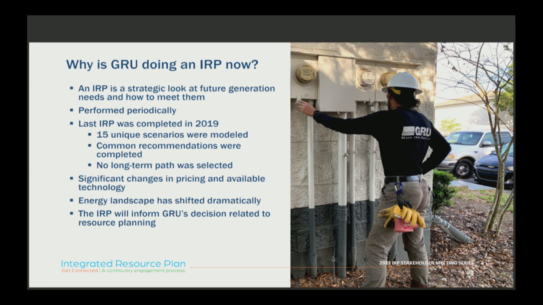So the last IRP was completed in 2019. We ran 15 unique scenarios from that IRP, and all the common recommendations were completed. So when we look at those 15 different scenarios, there were two things that came out in every single one of them. If it only comes out in one, you may be able to ignore it, but something that comes out in every single scenario is something we should probably go do, which is what we did.